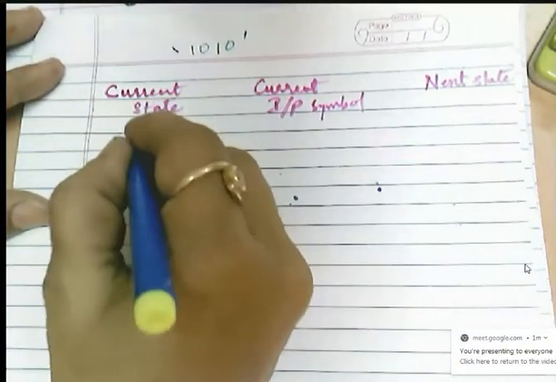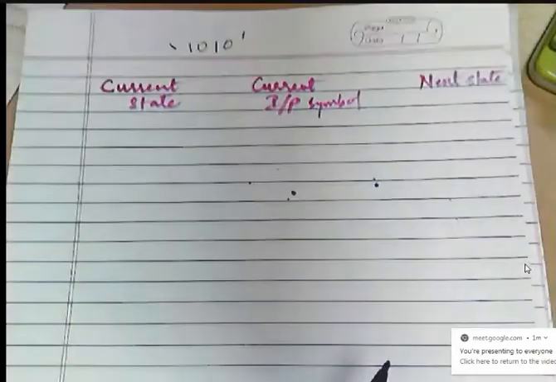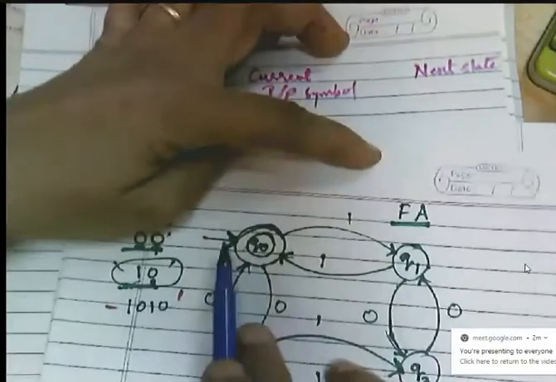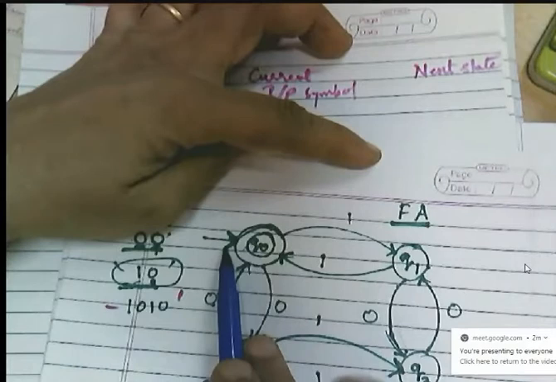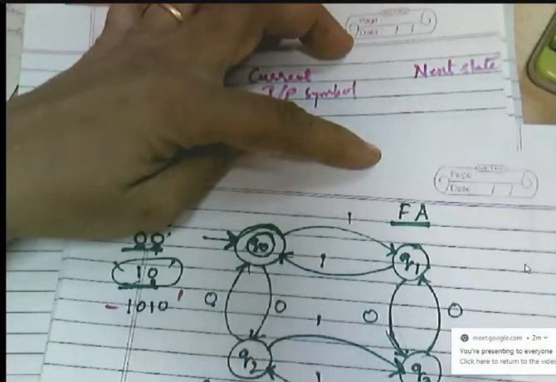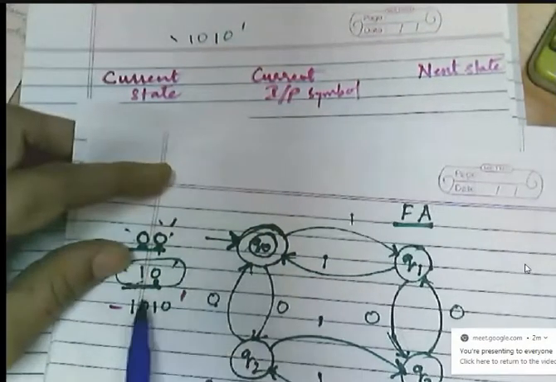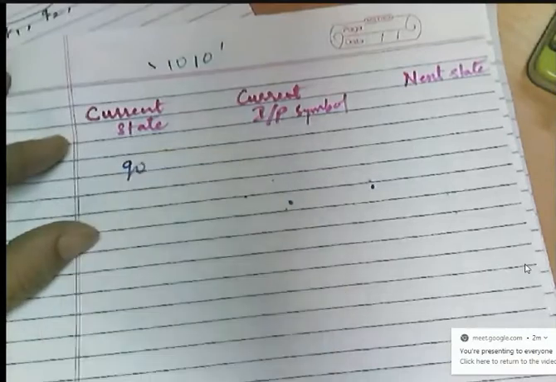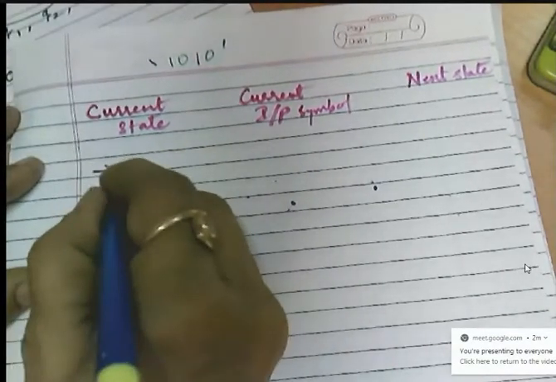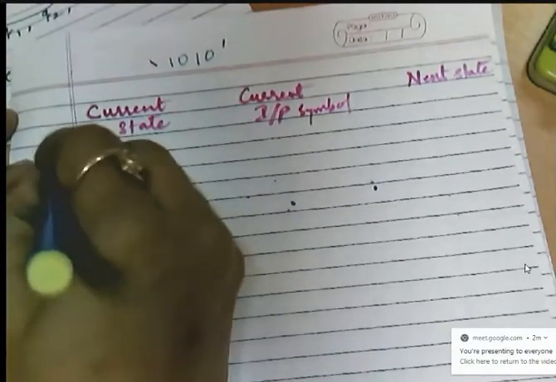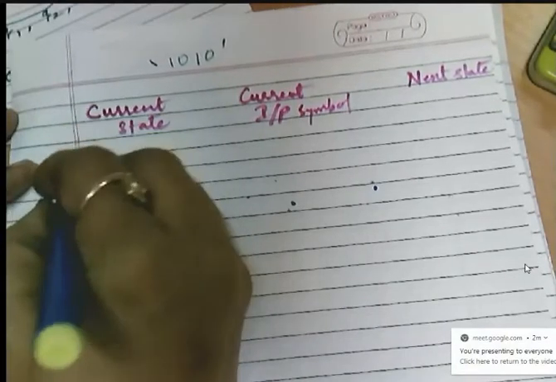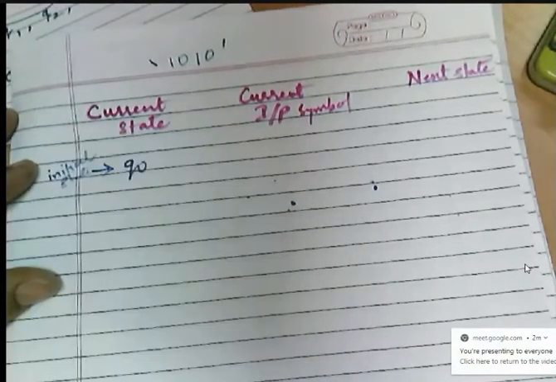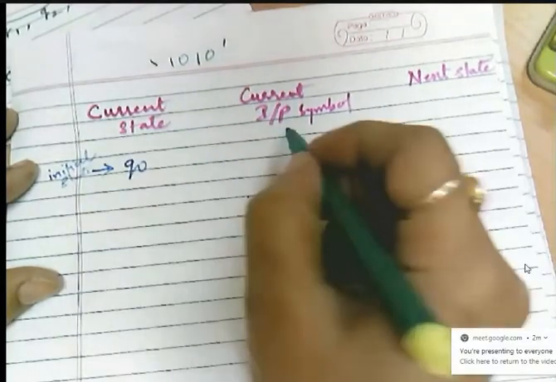Very first, in the finite automata we had two types of states: initial state which we denote by the arrow and final state which we denote by double circle. Always your input is given to the initial state. So my current state will be my initial state which is nominated as Q0, and it will be denoted like this. After this, what is the current input symbol?